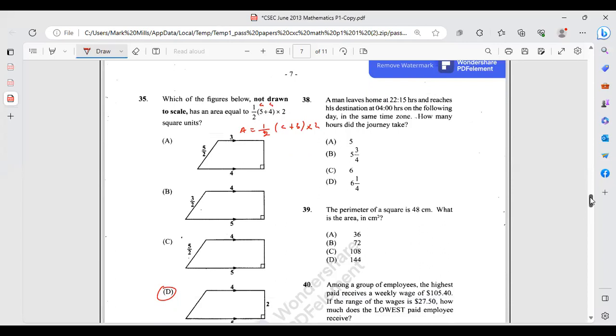Number 38. A man leaves home at 22:15 hours, and reaches his destination at 4 hours the following day, in the same time zone. How many hours did it take for the journey? What is 22:15, by the way? That would be 10:15. So you left home at 10:15 p.m. and you arrived at your destination at 4 a.m. How many hours is that?